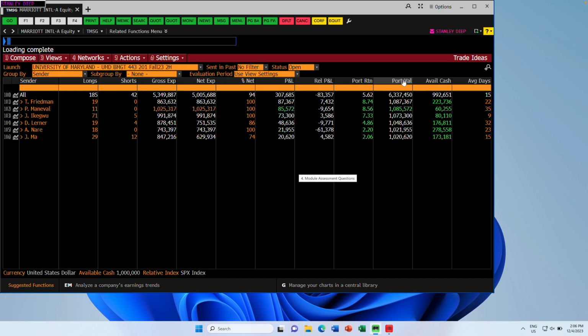You're ranked on portfolio value. You can see it's a pretty tight race between first and second place today. One team's at 8.74%, the other's 8.56%. So that could swap places even in the next 2 days.